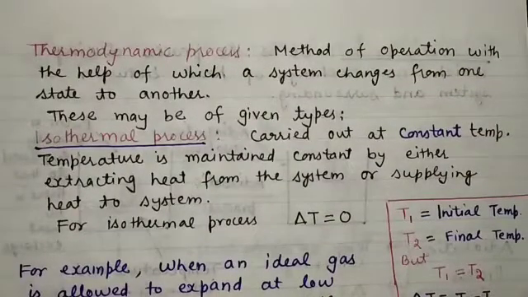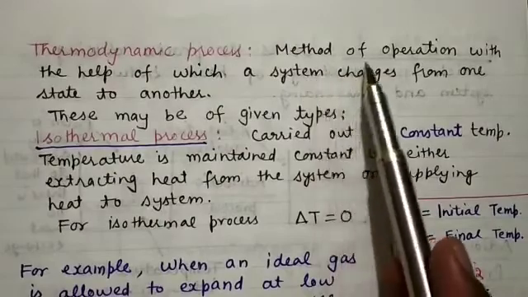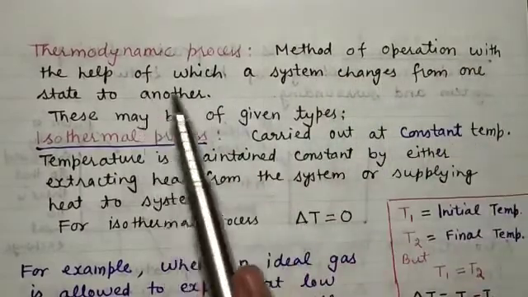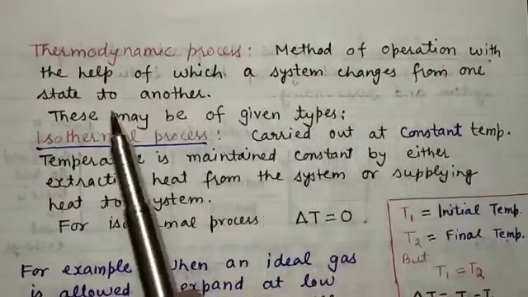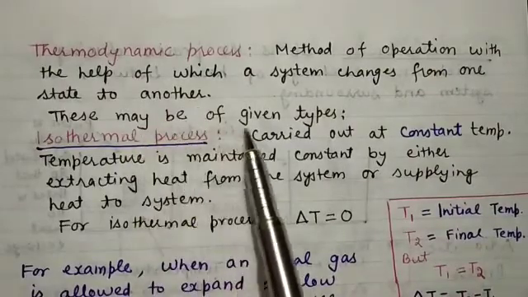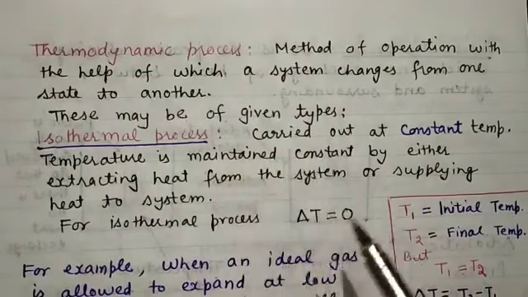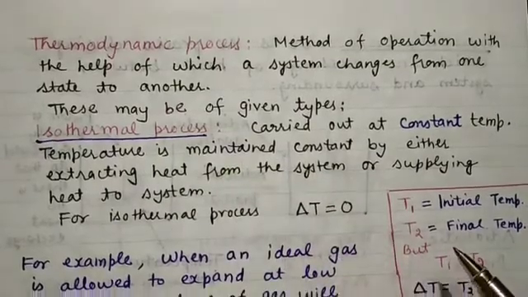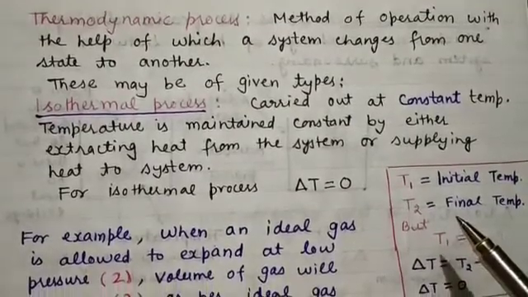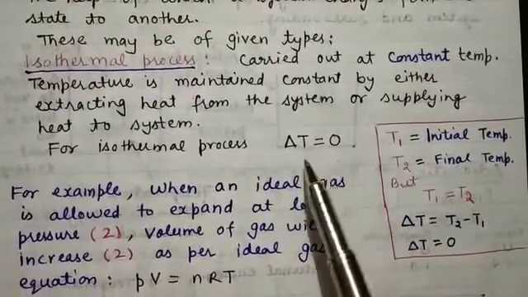Next, moving to thermodynamic processes. A thermodynamic process is a method of operation with the help of which a system changes from one state to another. These may be of the following types. Isothermal process: an isothermal process is one in which throughout the process the temperature of the system remains constant, or you can say the change in temperature is zero.